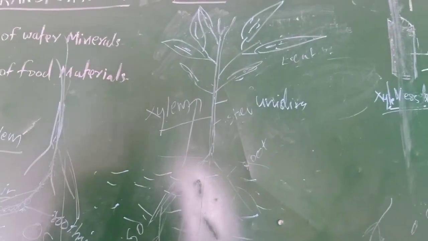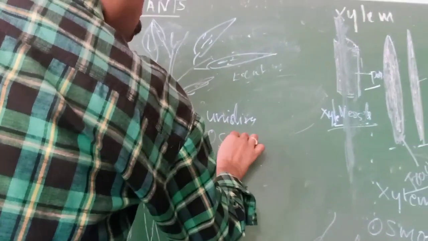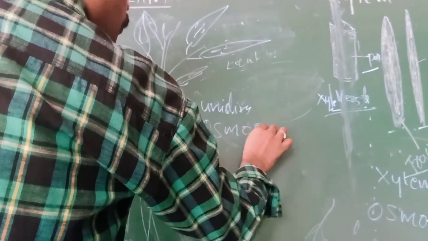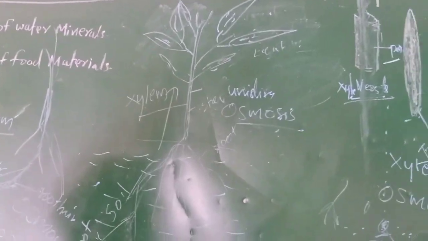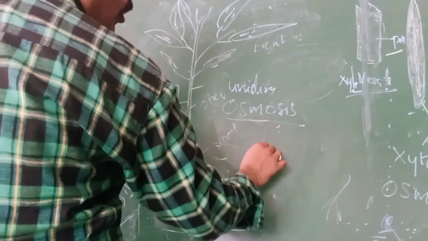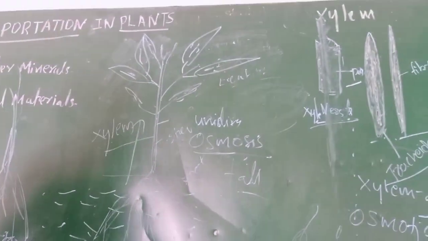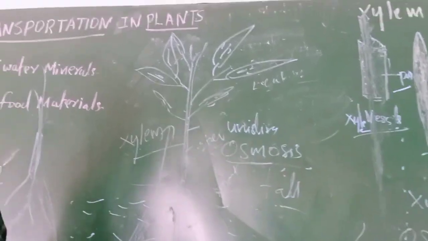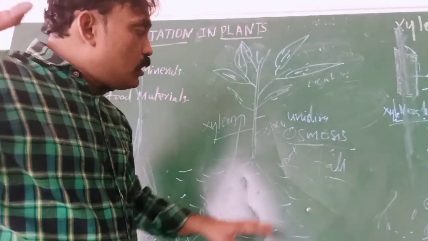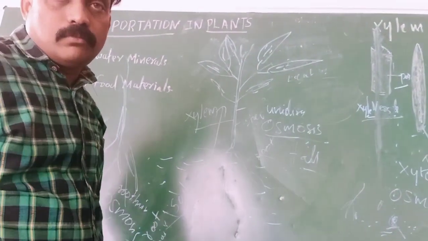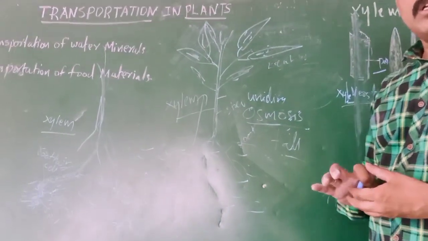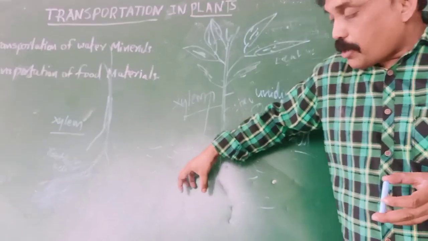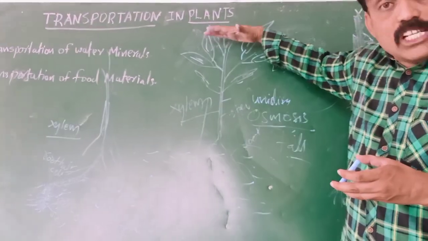Somebody may have a doubt: sir, is this osmotic pressure sufficient for tall plants? Is osmosis sufficient for supplying the water throughout the plant body? No. This process is not sufficient to supply water in tall plants. Tall plants means eucalyptus. Some plants are very tall, 100 meters also. In those plants, this is not sufficient to supply the water. Osmosis is sufficient only for small plants. That means through osmotic pressure, water is supplied throughout the plant body in small plants only.